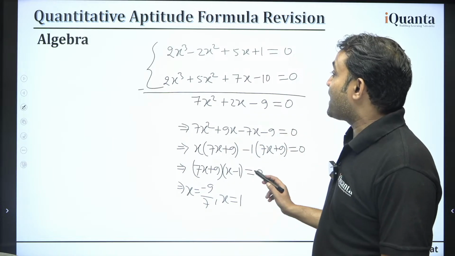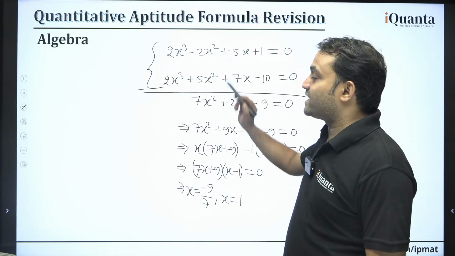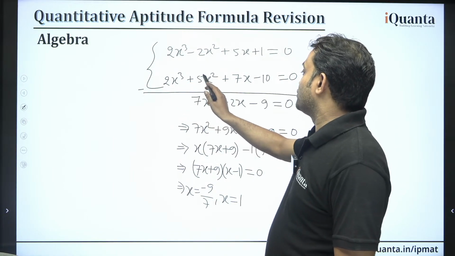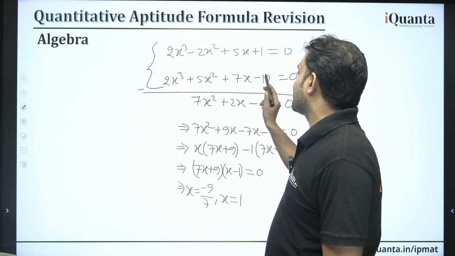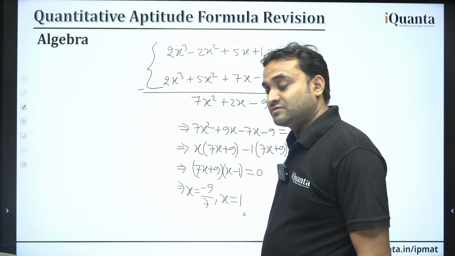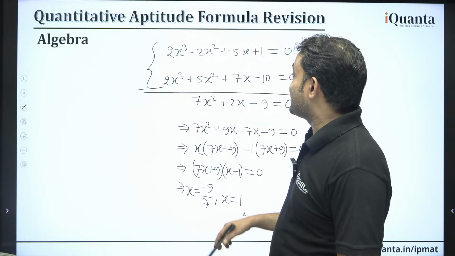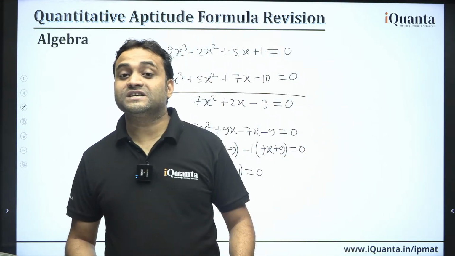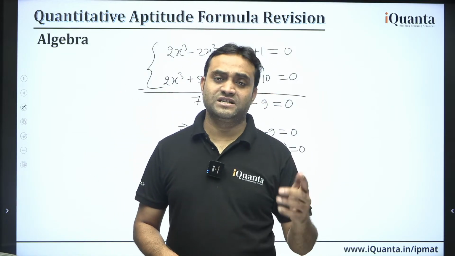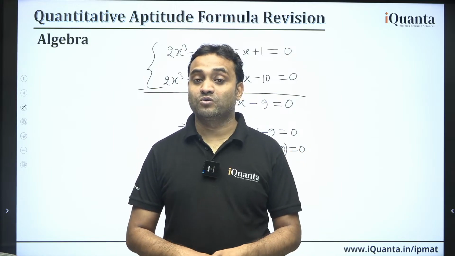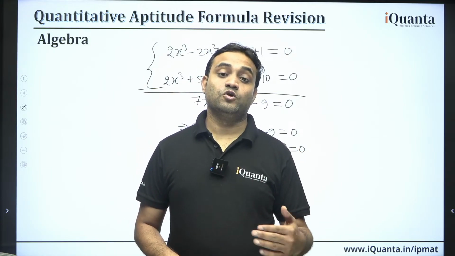Now if I put x is equal to 1 here, this will become 2 plus 5, 7 plus 7, 14 minus 10. That is not 0. Means this is not a root. If I put x is equal to minus 9 by 7, we will have to check if this expression is 0 or not. If any of these expressions is 0, then the other will also be 0. And in that case, this will be the common root, or it won't be the common root.